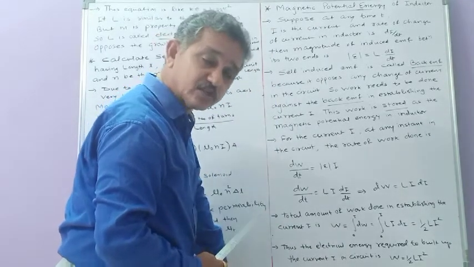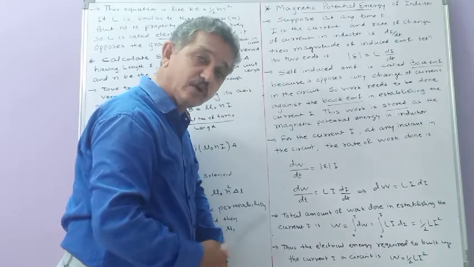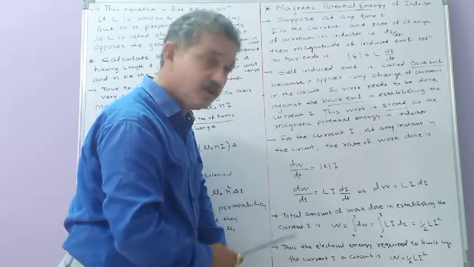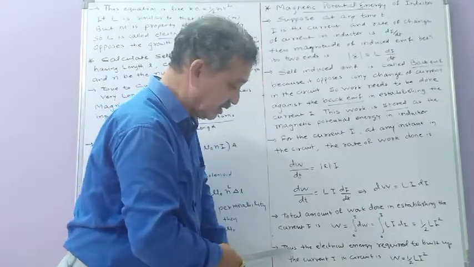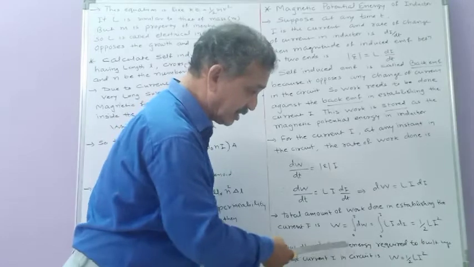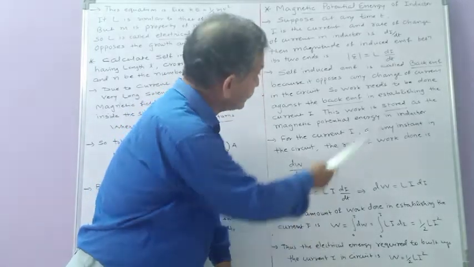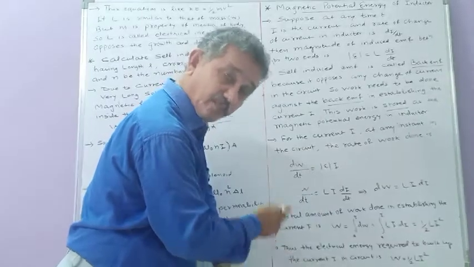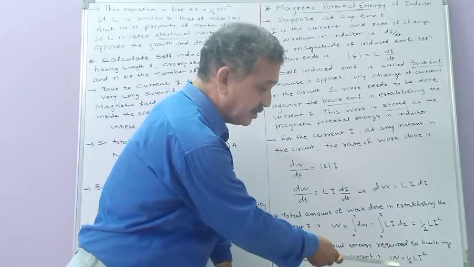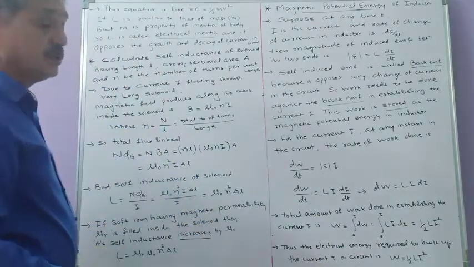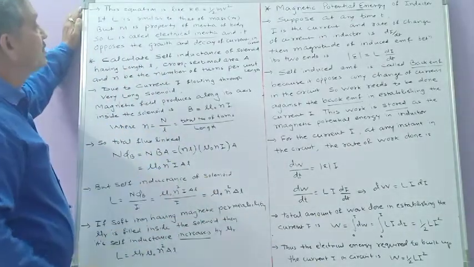You can also write the symbol of magnetic potential energy as U equal to 1/2 of L I square, or you can write simply with the W is the symbol of magnetic potential energy. So thus the electrical energy required, यानी कि electrical energy required to build up the current I from the battery in the circuit is W equal to 1/2 of L I square, or it is called magnetic potential energy.